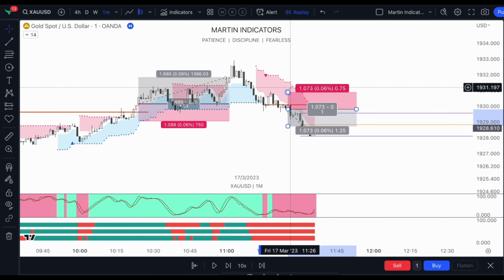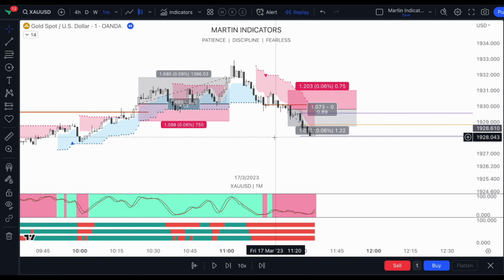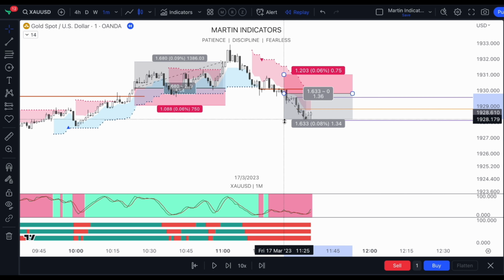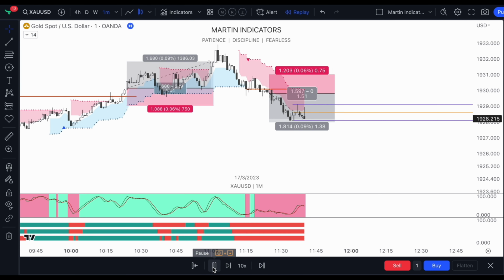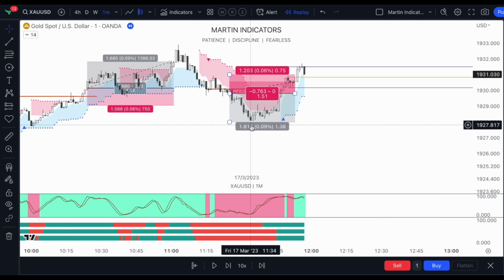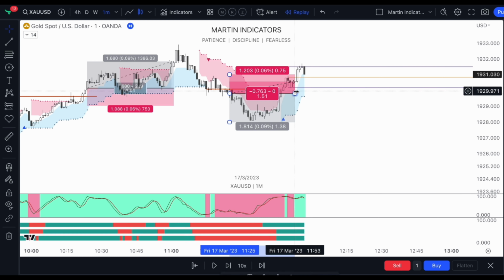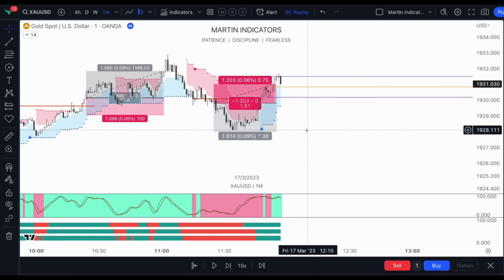From there, we have this consolidation here. So we place a stop loss right above the high of that consolidation. From there, 1.5 risk reward. Let's see. So it just missed our targets by very, very few points. It hit our stops. It's okay.